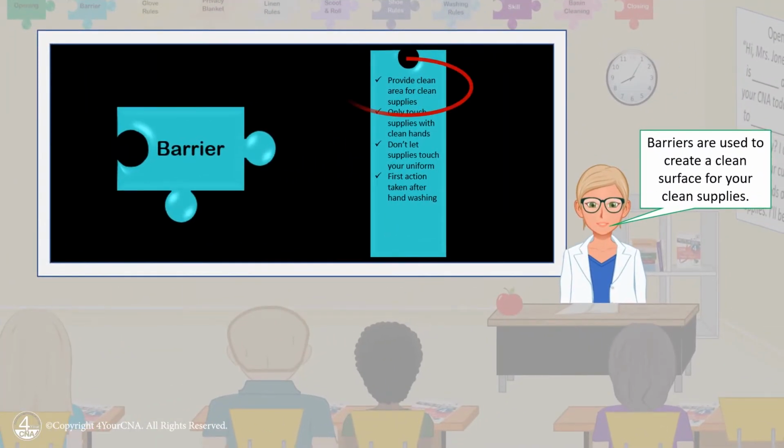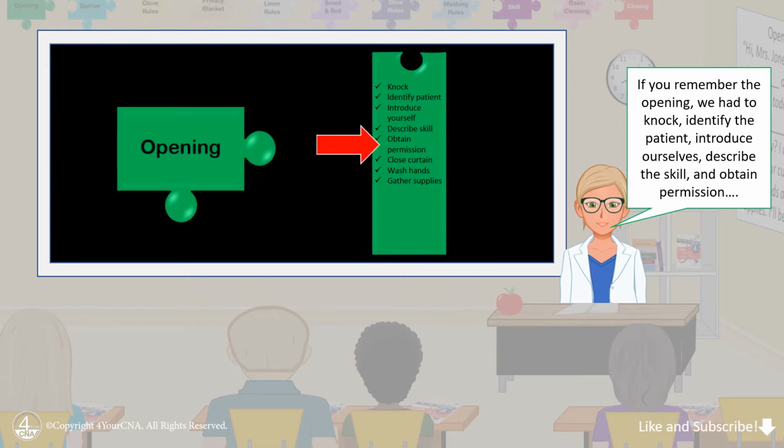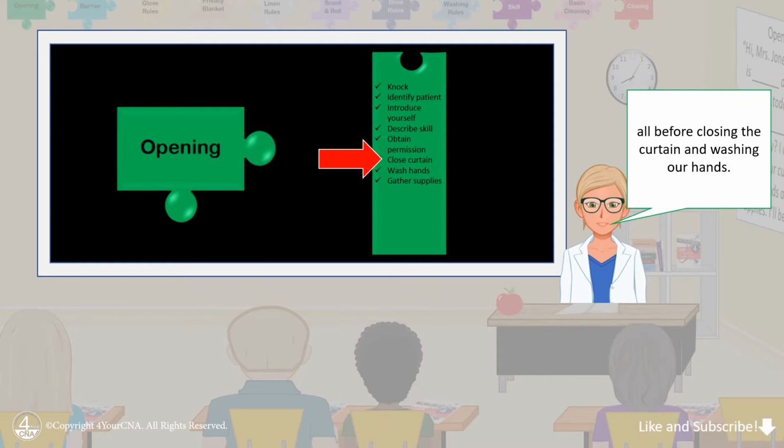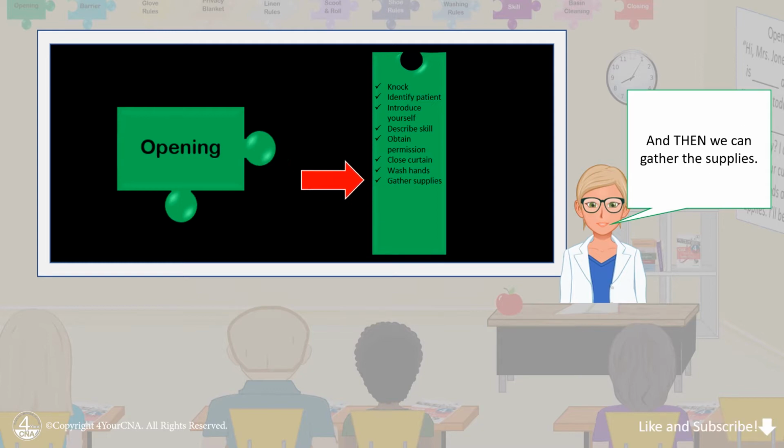In this lesson, we will talk about barriers. Barriers are used to create a clean surface for your clean supplies. If you remember the opening, we had to knock, identify the patient, introduce ourselves, describe the skill, and obtain permission, all before closing the curtain and washing our hands. And then we can gather supplies.